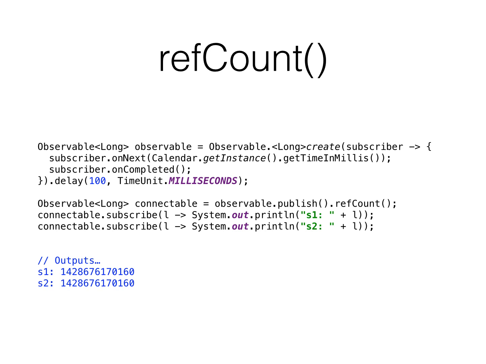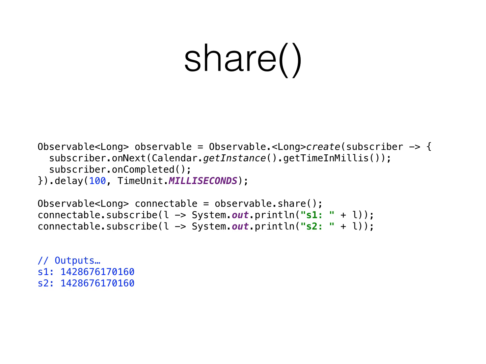The way refCount works is that whenever I go from 0 to 1 subscriber, that's when I'm going to start generating notifications. But if I go from, say, 1 to 2 subscribers, I'm not going to create a new emitter for that new subscriber. I'm just going to add them on to the existing one. So in this case, this code works just fine. A shorthand for publish and refCount, if you want to use it, is share. It basically does the same thing as those 2.